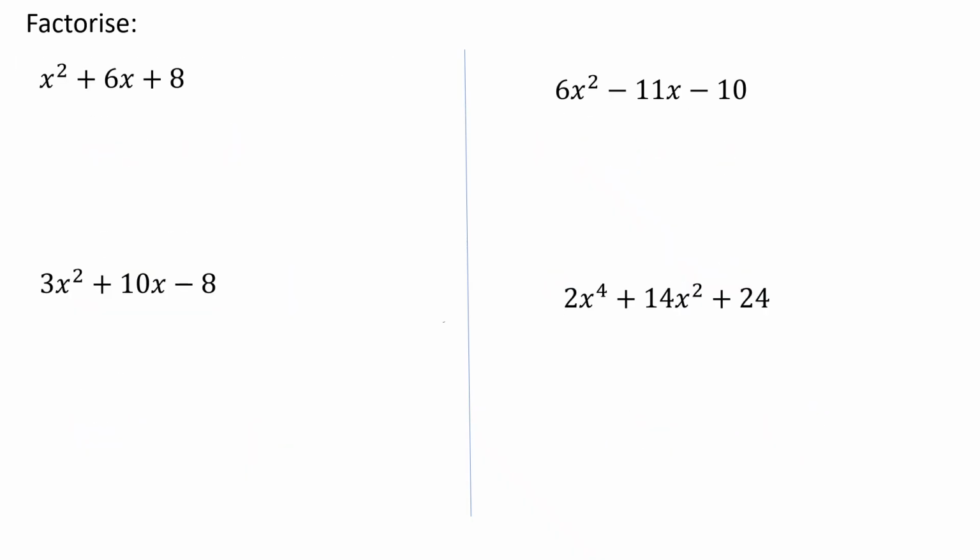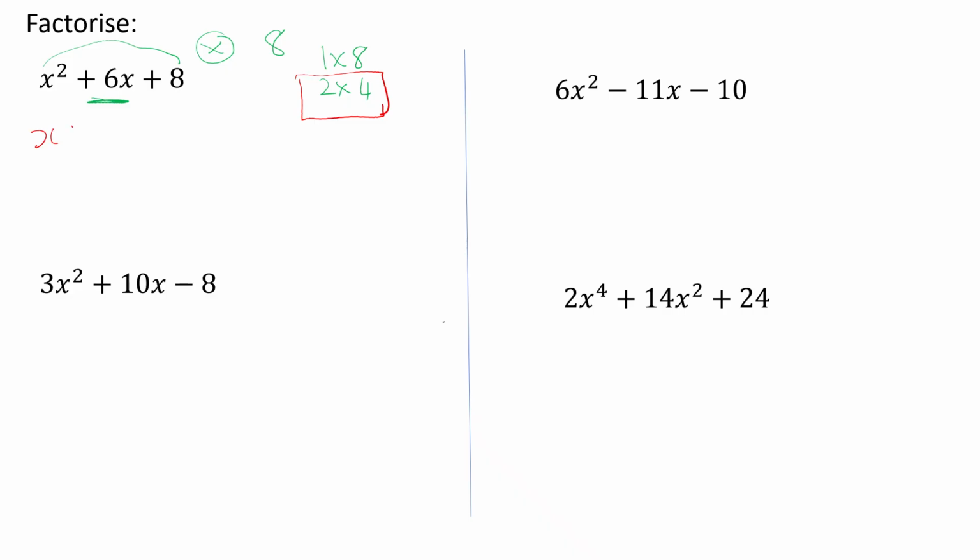Factorize the quadratic expression, x squared plus 6x plus 8. Multiply two numbers to get 8, and add these two numbers to get 6. The factors of 8: 1 times 8, 2 times 4. So the combination suitable for factorizing is 2 and 4.